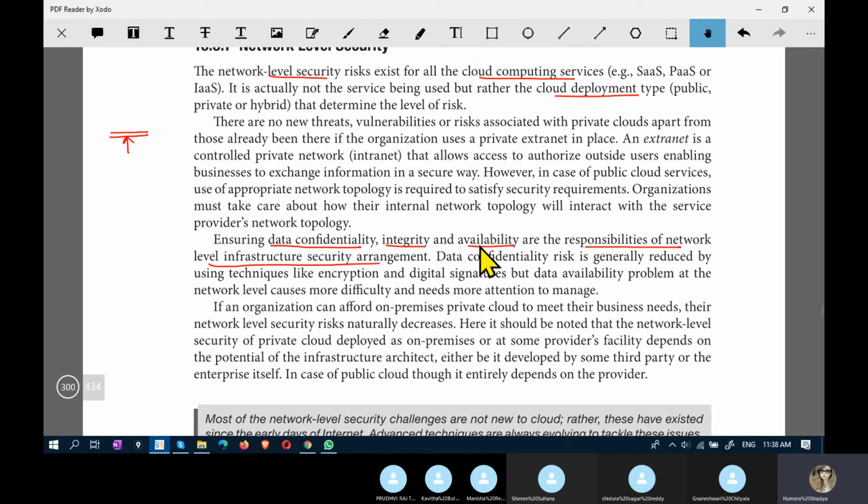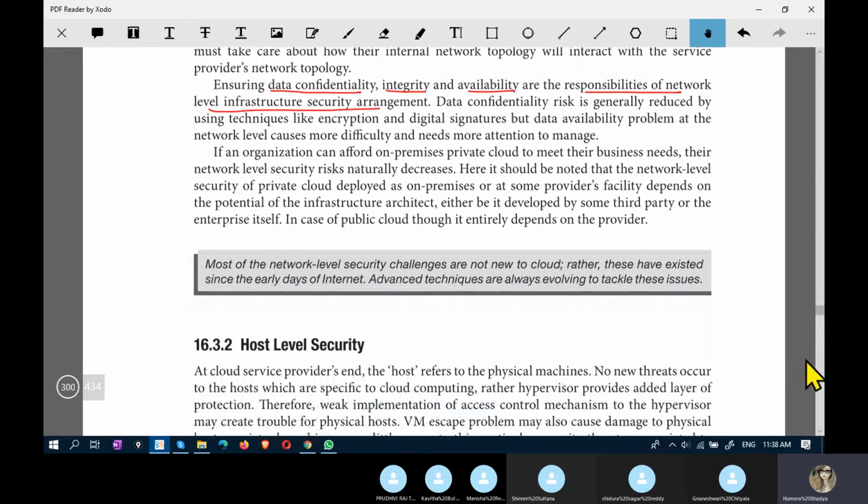Availability, it should be made available to the intended users. These are the responsibilities of network level infrastructure. How do you achieve that? This is encryption, and this is digital signatures. Here digital signatures for encryption, and you can use some mechanisms like message digest, secure hash for integrity. For availability, you have to have a server that is up and running.